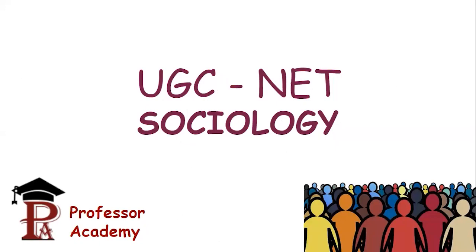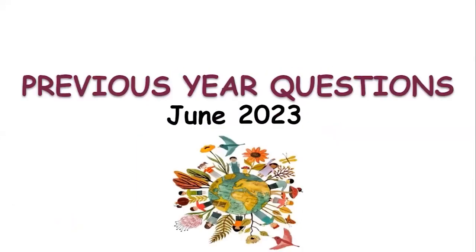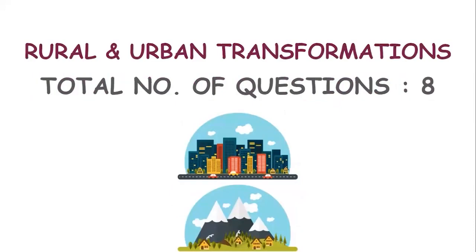In today's session, we are going to look into UGC NET Sociology previous year questions from the last session, which was June 2023. In today's session, I have included questions from Unit 4 of the syllabus, which is Rural and Urban Transformations. There were 8 questions asked in the last session from this particular unit.